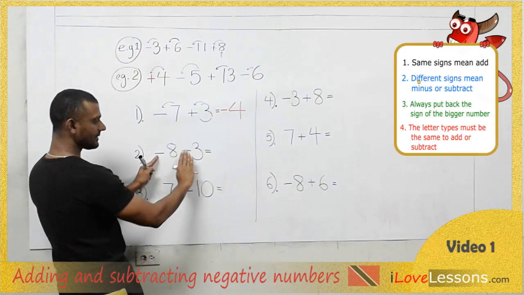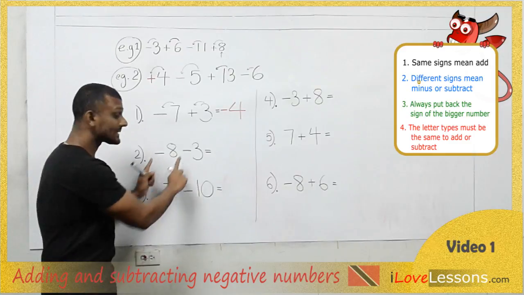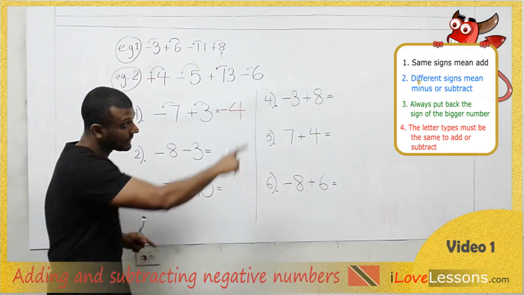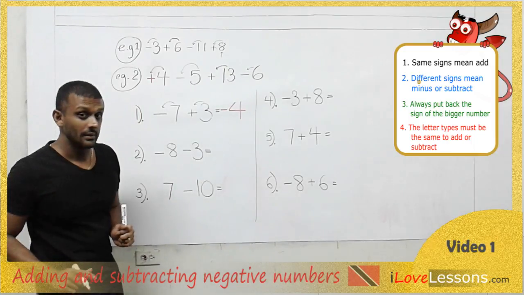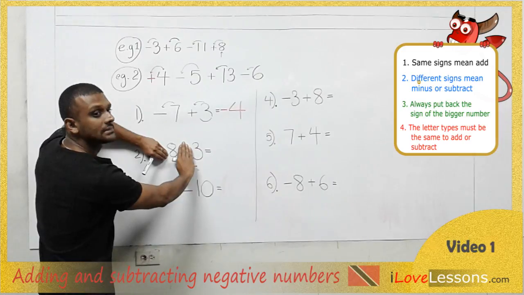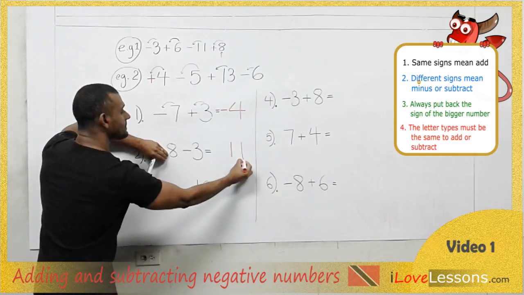The 8 is negative and the 3 is also negative. The signs are the same. Same signs, according to rule number 1, means add. So we are going to add because both of them have the same type of signs. 8 plus 3 is 11.